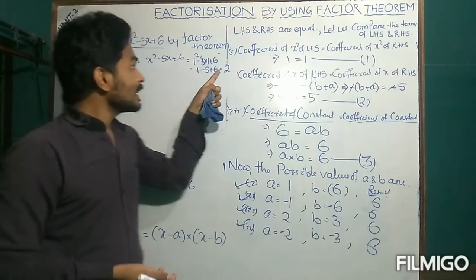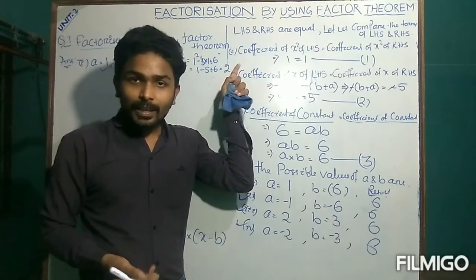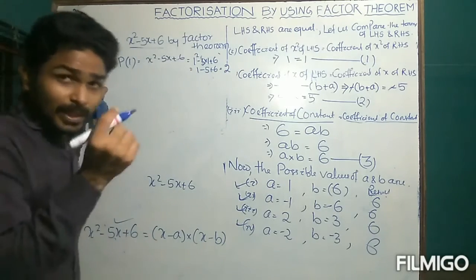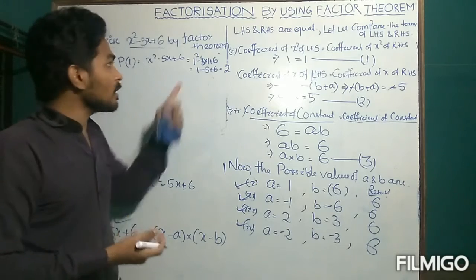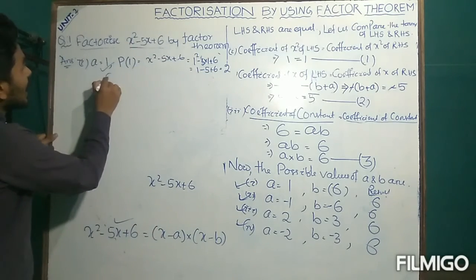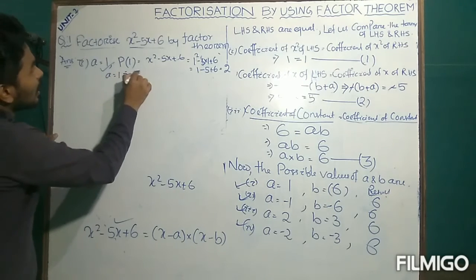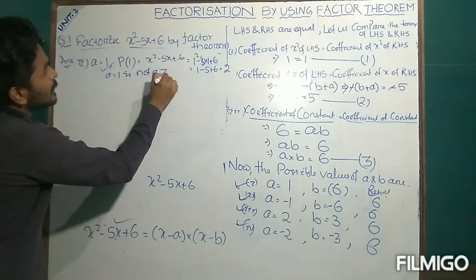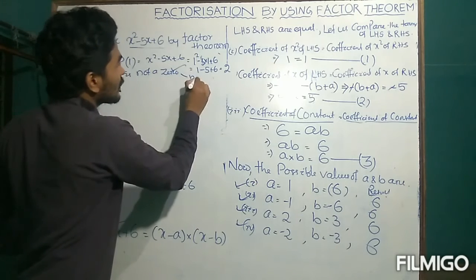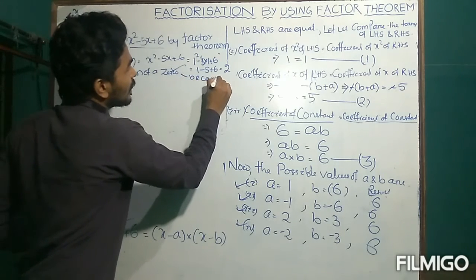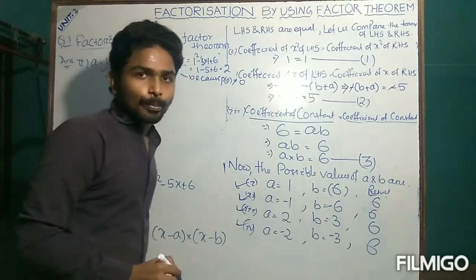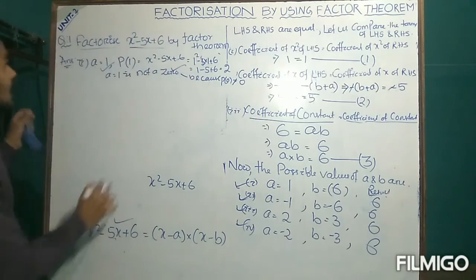So do you get 0 as remainder? No, we didn't get 0 as remainder. So can this be the original zero? No, because we didn't get 0 in the remainder. So we can write a is equal to 1 is not a zero, because p of a is not equal to 0.